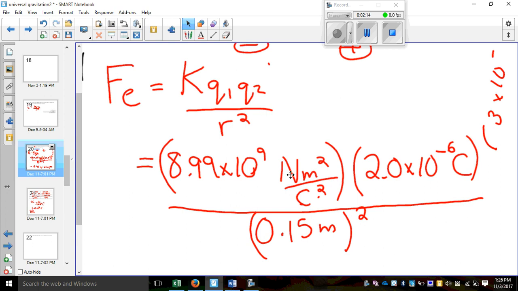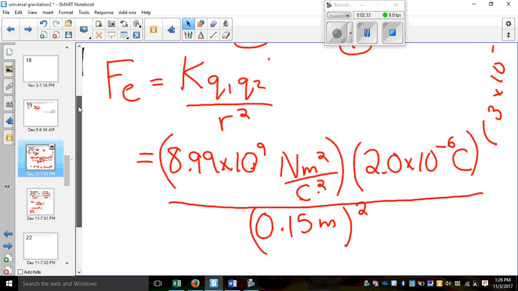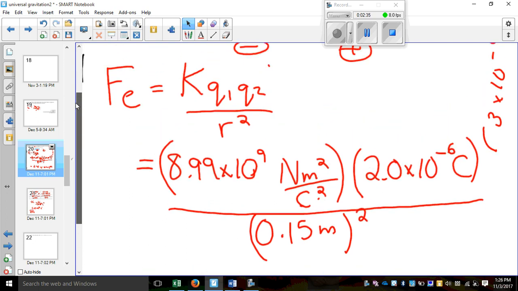Notice the units: newton meters squared per coulomb squared. Here I have meters squared, and in my denominator I also have meters squared. Those will cancel out. Divided by coulombs squared, and it's coulombs times coulombs, so those are going to cancel out as well. I'm just going to be left with newtons, which makes sense for a force. So pause this video, and put it in your calculator until you get the answer.